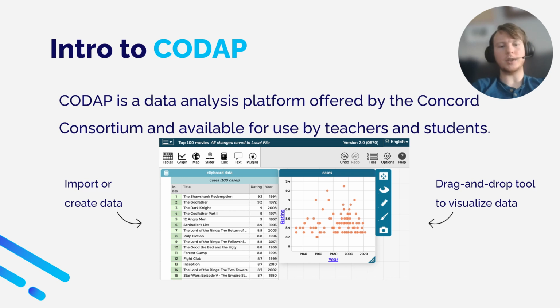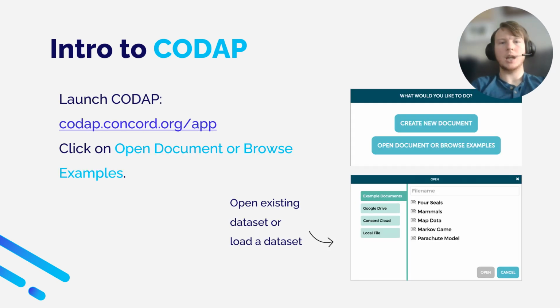We're going to spend most of today and the third unit focused on CodeApp. CodeApp is a click and drag data analysis platform offered by the Concur Consortium and is available through the web app. The easiest way to get into CodeApp is to go straight to this link, codeapp.concur.org/app. From here, students are able to do two things, either create a new document or open an existing document.